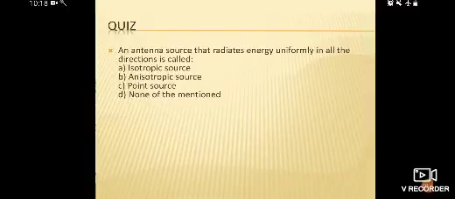An antenna source that radiates energy uniformly in all directions is going to be called whether isotropic source, an isotropic source, point source, none of the mentioned above. So what is the answer? That is isotropic source. Why? Because isotropic is nothing but the radiations are going to be in all directions, not in a single direction, not unidirectional. The antenna source radiating the energy in all directions is going to be called an isotropic source.